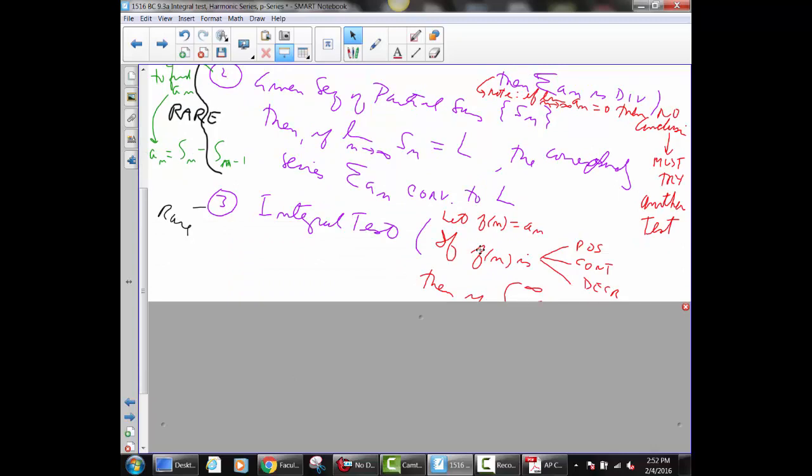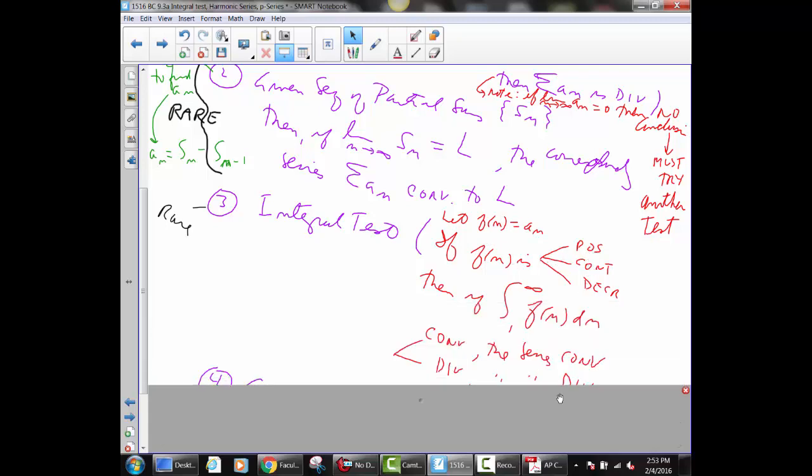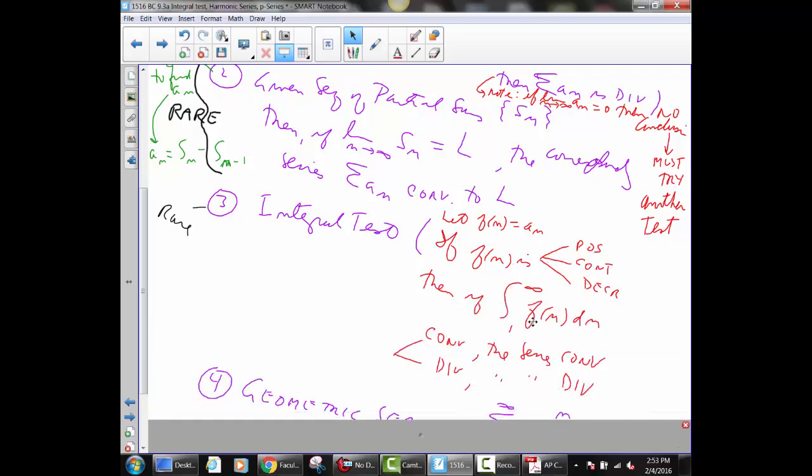Okay, the integral test, you let a_n equal f of n. F of n you have to show is positive, continuous, and decreasing. Therefore, the integral from 1 to infinity of f of x is what you'll be looking at. If that converges, your series converges. If that diverges, your series diverges.